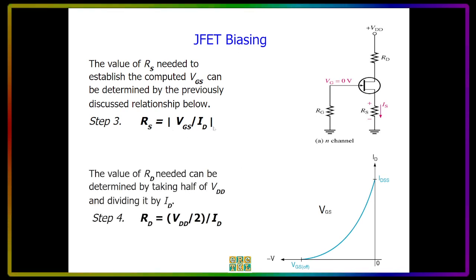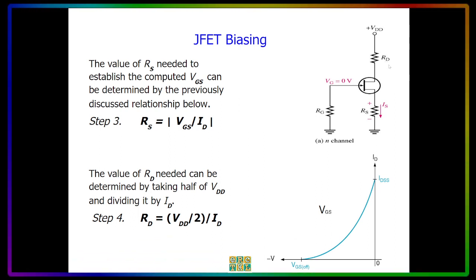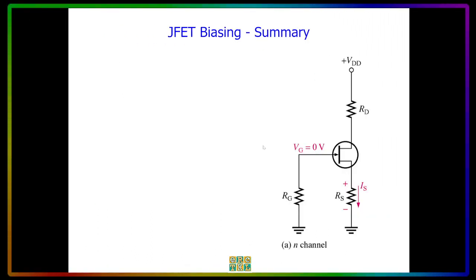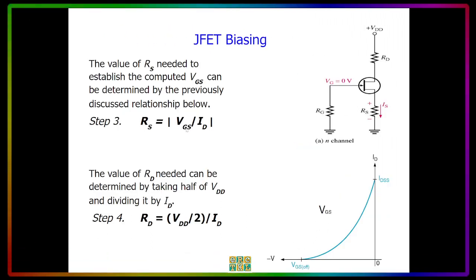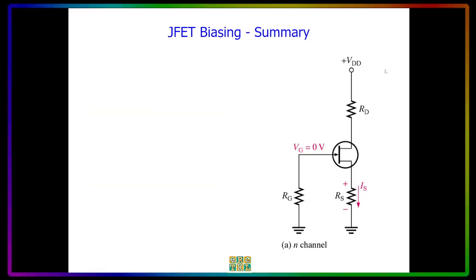And if you got a negative number, just take the absolute value. And the value of the RD needed can be determined by taking half of the VDD, or VDD divided by 2, divided again by ID. So these are the RS here and the RD to design such a JFET biasing.